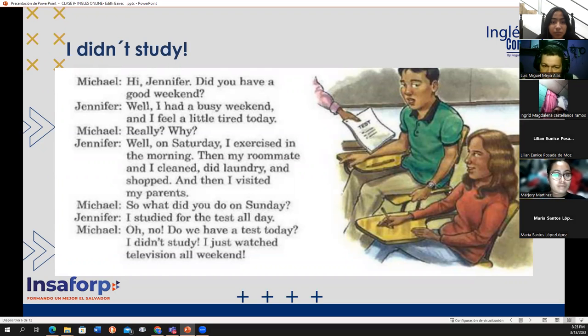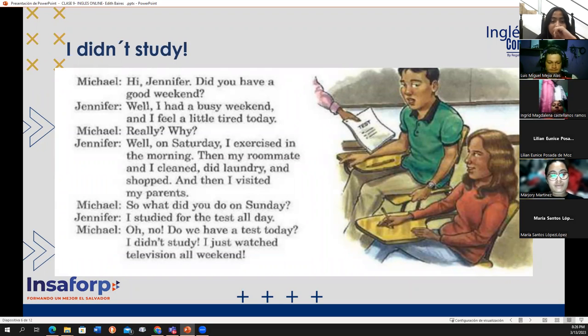Did you have a good weekend? Well, I had a busy weekend and I feel a little tired today. Tired. Really? Why? Well, on Saturday, I exercise in the morning, then my roommate and I clean the laundry and shop, and then I visit my parents. So, what did you do on Sunday? I studied for the test all day. Oh no. Do we have a test today? I didn't study. I just watched television all weekend.